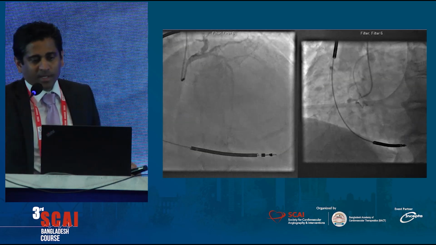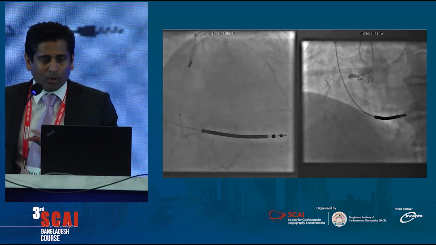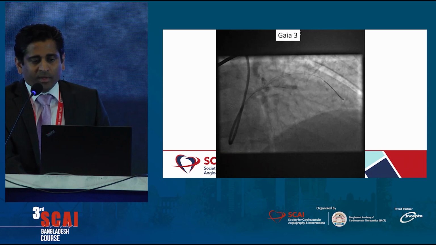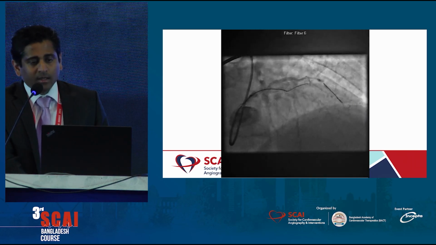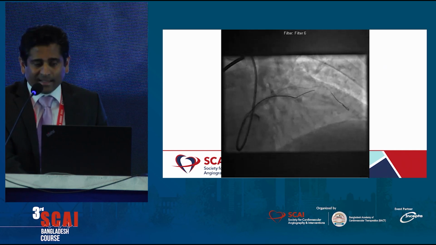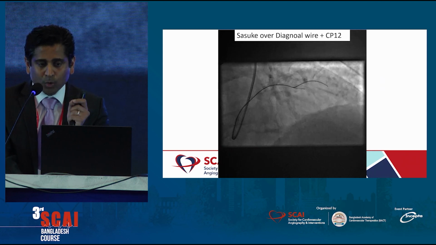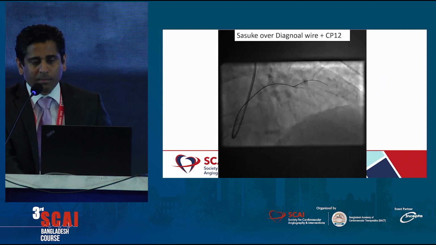So obviously to open this, you have to do the LAD antegradely, because if you use ADR, you lose all the diagonal septal. So we started off with a Gaia 3 wire and a microcatheter. The wire went into the diagonal, which is okay, not a bad sign. So we then took a dual lumen catheter, Sasuke, and then penetrated the cap with the Confianza Pro 12 because Gaia 3 was not helping.